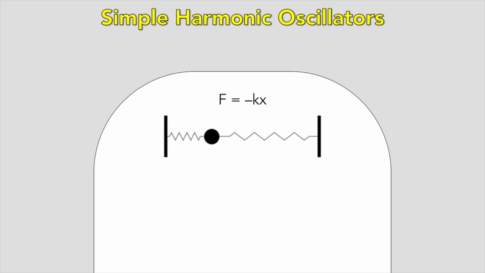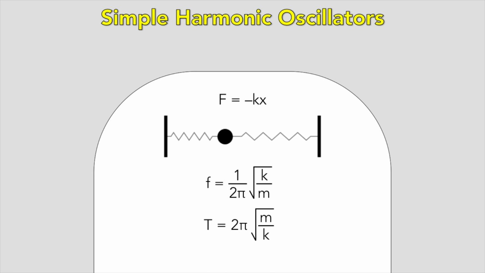Now, using F equals ma, you can rearrange this where the acceleration is minus (2πf) squared x to get f equals 1 over 2π multiplied by the square root of k over m, where k is the spring constant. Or T equals 2π multiplied by the square root of m over k, where k is still the spring constant. As you can see, we've just done 1 over because it's T instead of f.